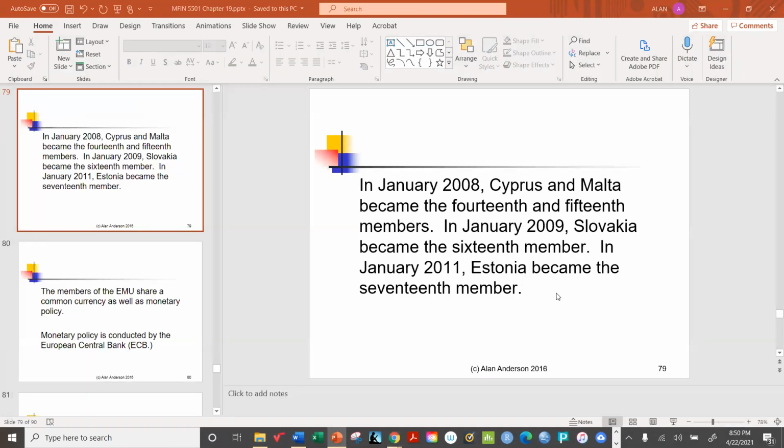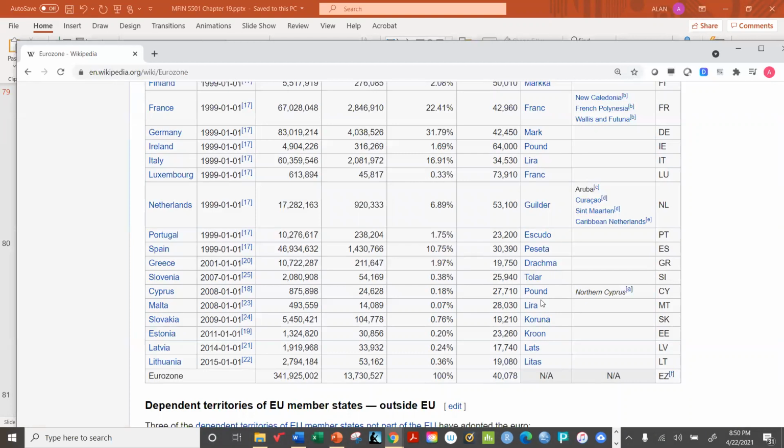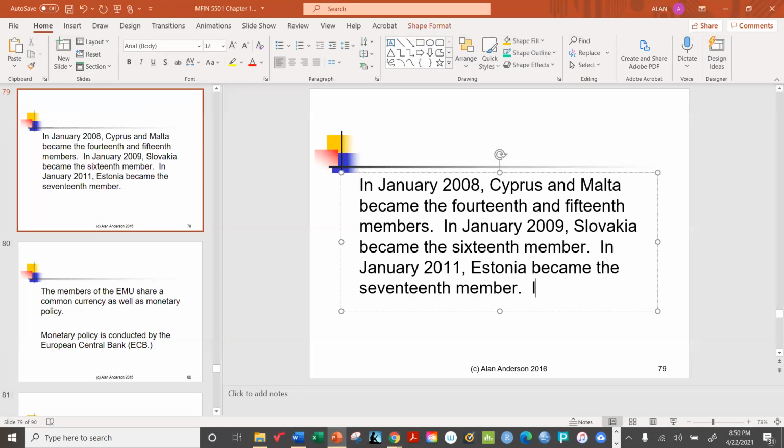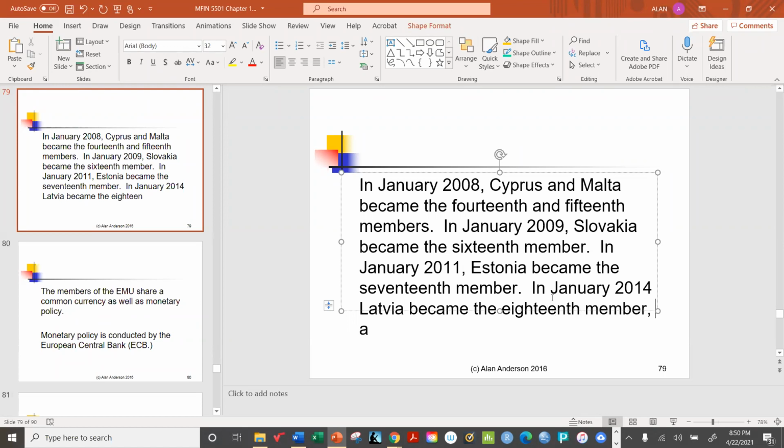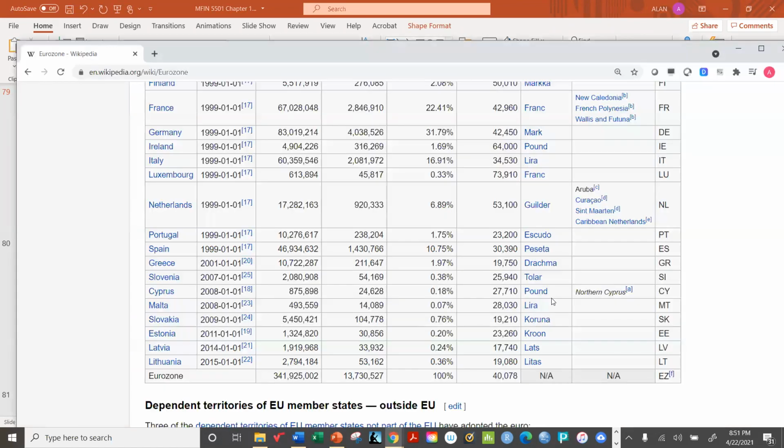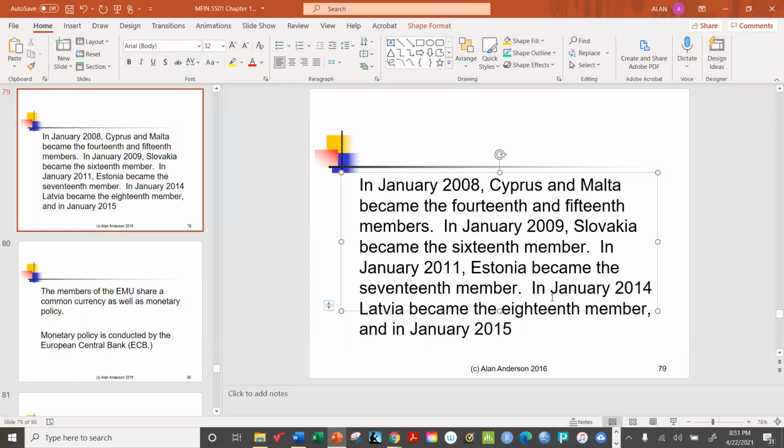After Estonia, in January of 14, I'm just going to add this right now, Latvia became the 18th member. And in January 15, Lithuania became the 19th member. So there we are right now as things stand.